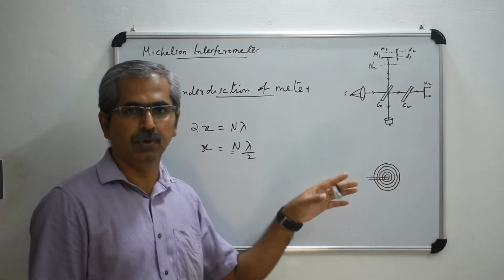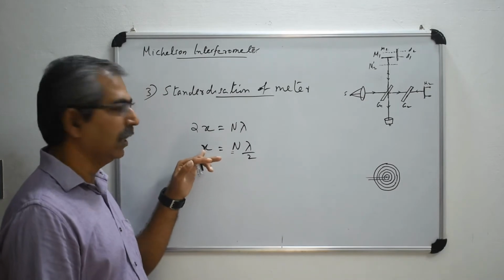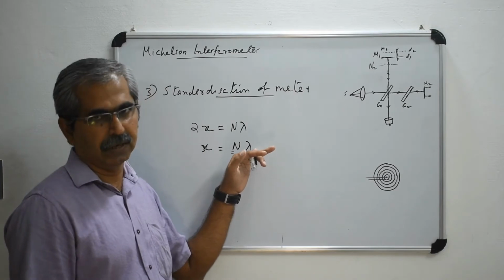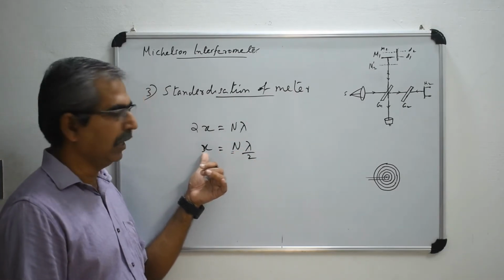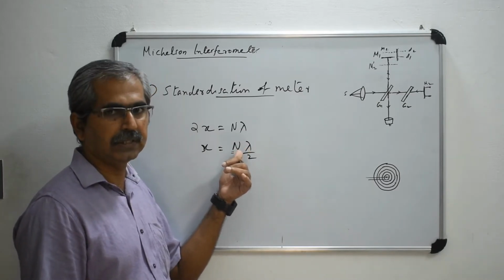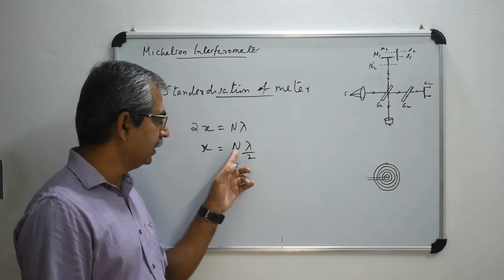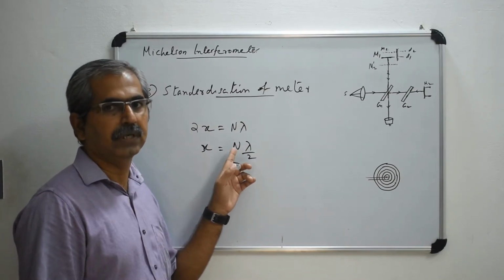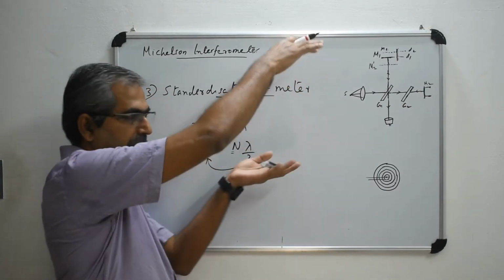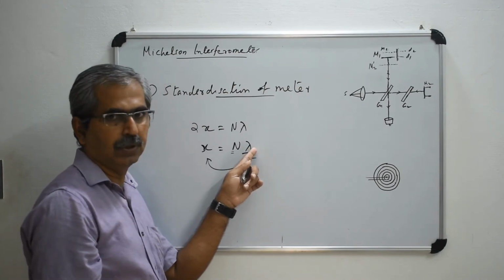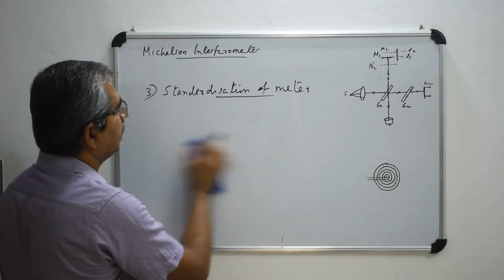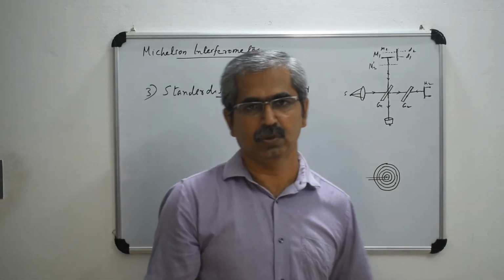Suppose you know that value exactly, then we can express x in terms of the wavelength λ. That means the distance can be expressed in terms of the wavelength λ. Only thing is that you have to count exactly the number of fringes that are appearing or disappearing at the center. So this is the principle involved in the standardization of meter.